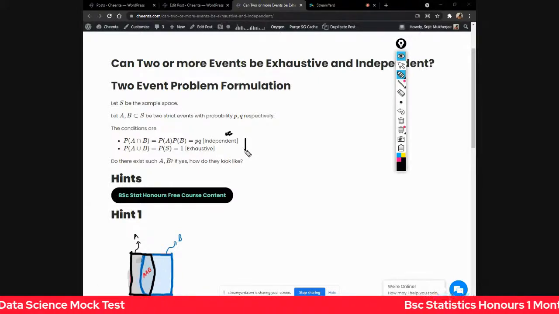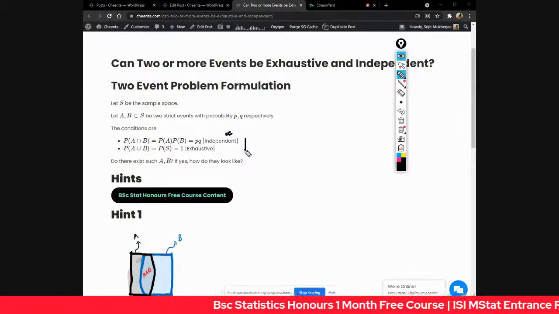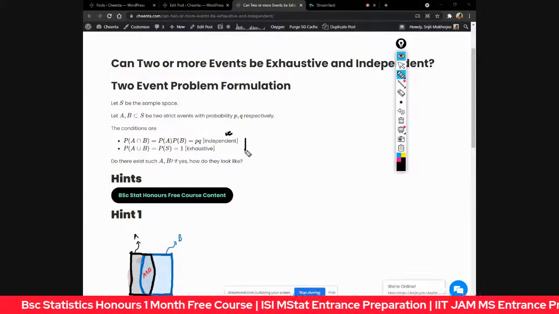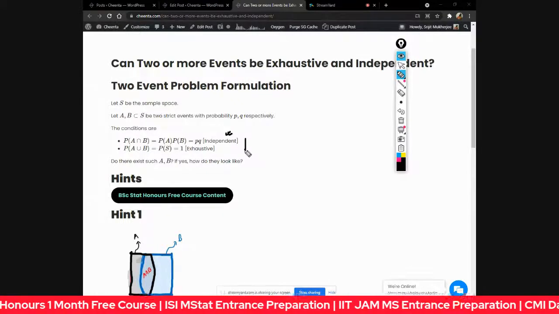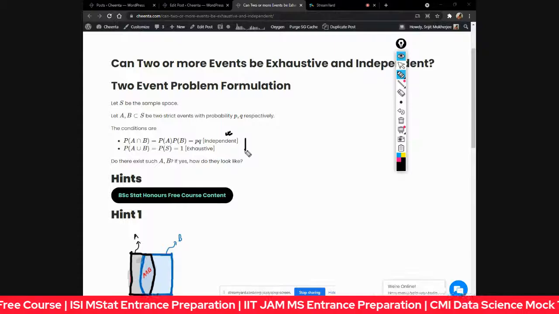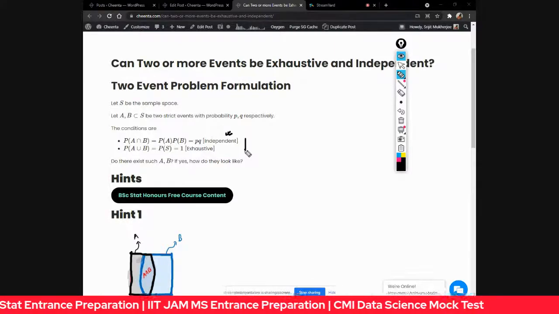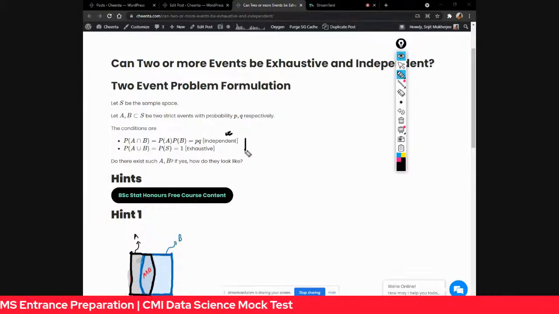Now the question is, can there exist such A and B? If yes, what do they look like? So you're characterizing all such sets that are possible. Intuitively, I will tell you something. What do you think intuitively? A and B are independent, so the probability of one given the other will not change the initial probability of A.